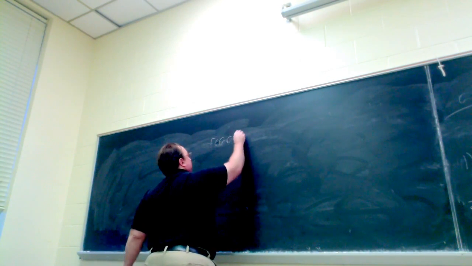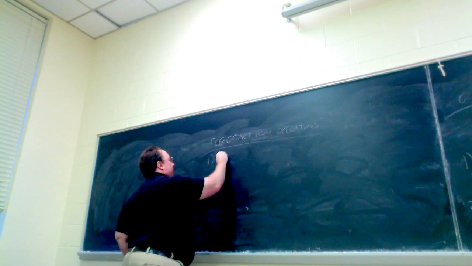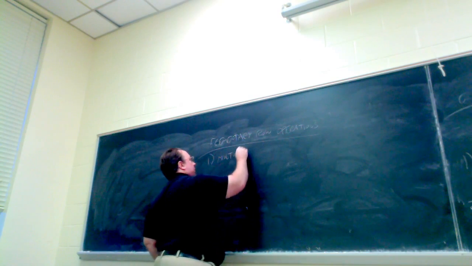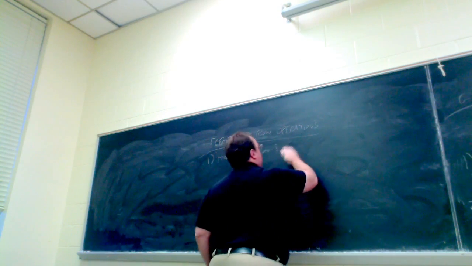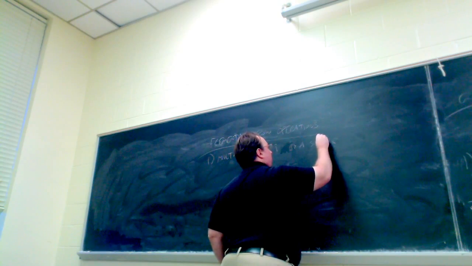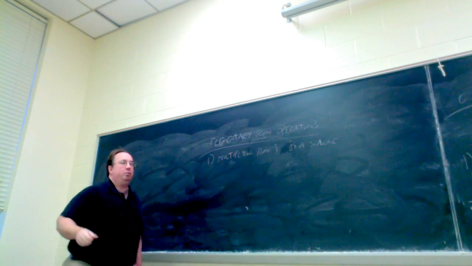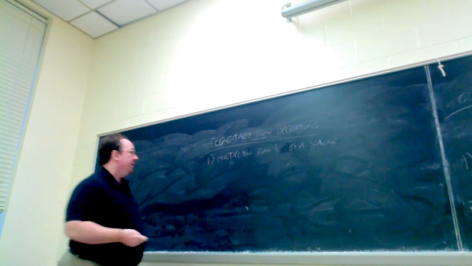Review the three kinds of elementary row operations. The first one is scaling a row. Of course, whatever you do to one side has to be done to the other. So this is affecting both A and B.